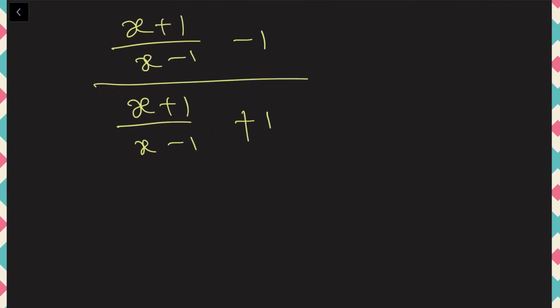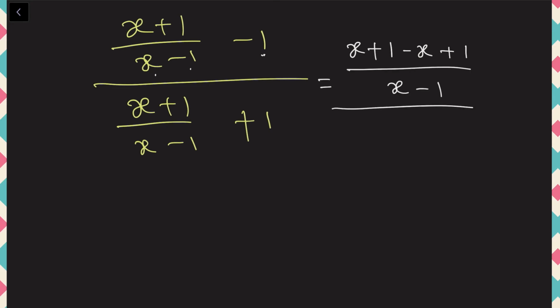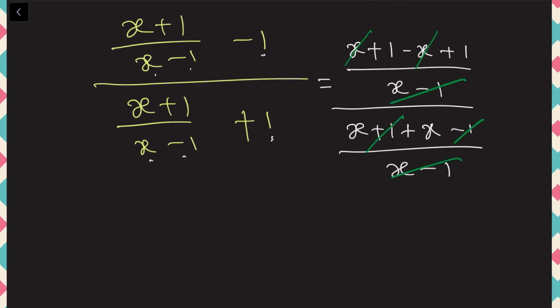Okay. Now, let us simplify this. x plus 1 minus 1 into x minus x, minus 1 into minus 1 plus 1, divided by x minus 1, whole divided by x plus 1 plus 1 into x, x plus 1 into minus 1 minus 1, whole divided by x minus 1. Let us check for any simplification. Here plus x minus x cancel, plus 1 minus 1 cancel, x minus 1 cancel. Now in the numerator completely 1 plus 1 is 2, divided by, in the denominator, x plus x is 2x.